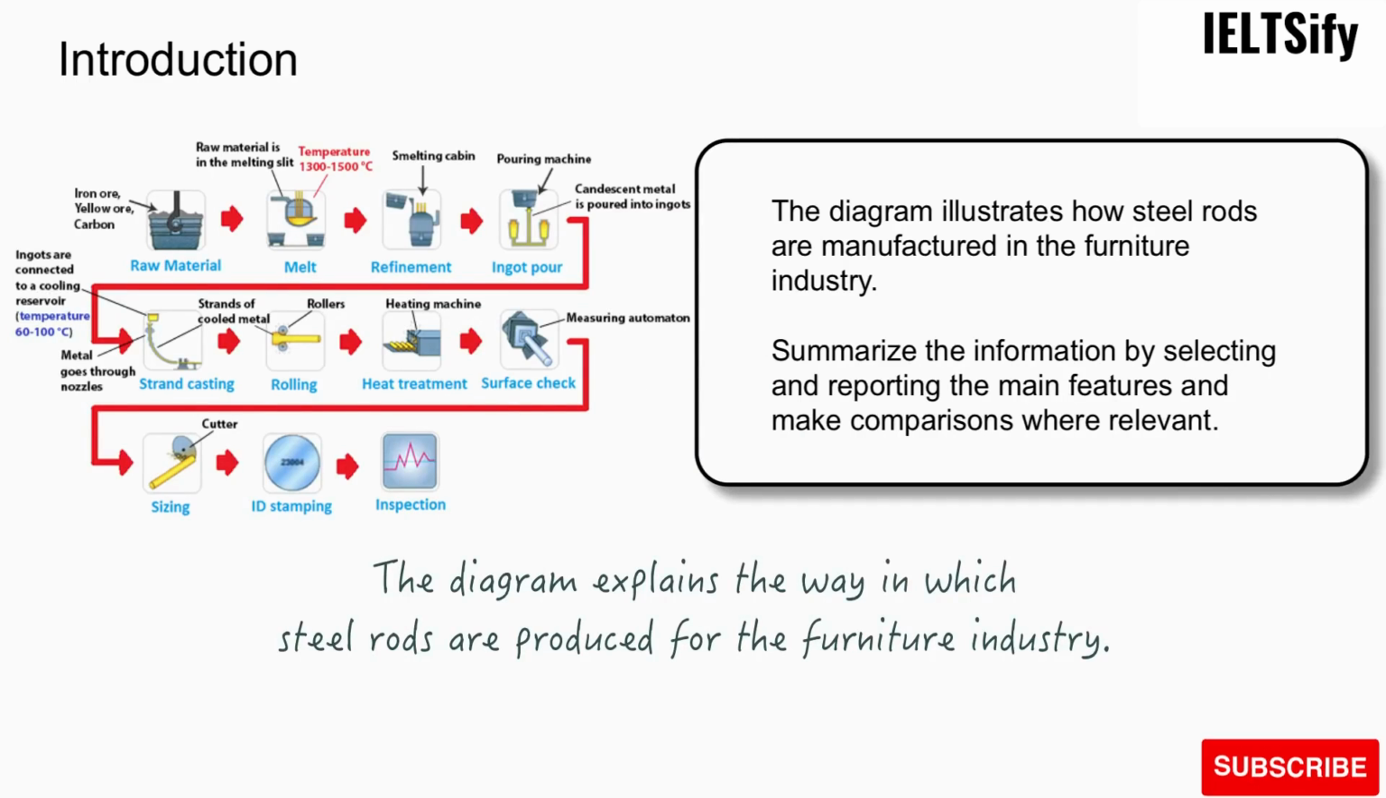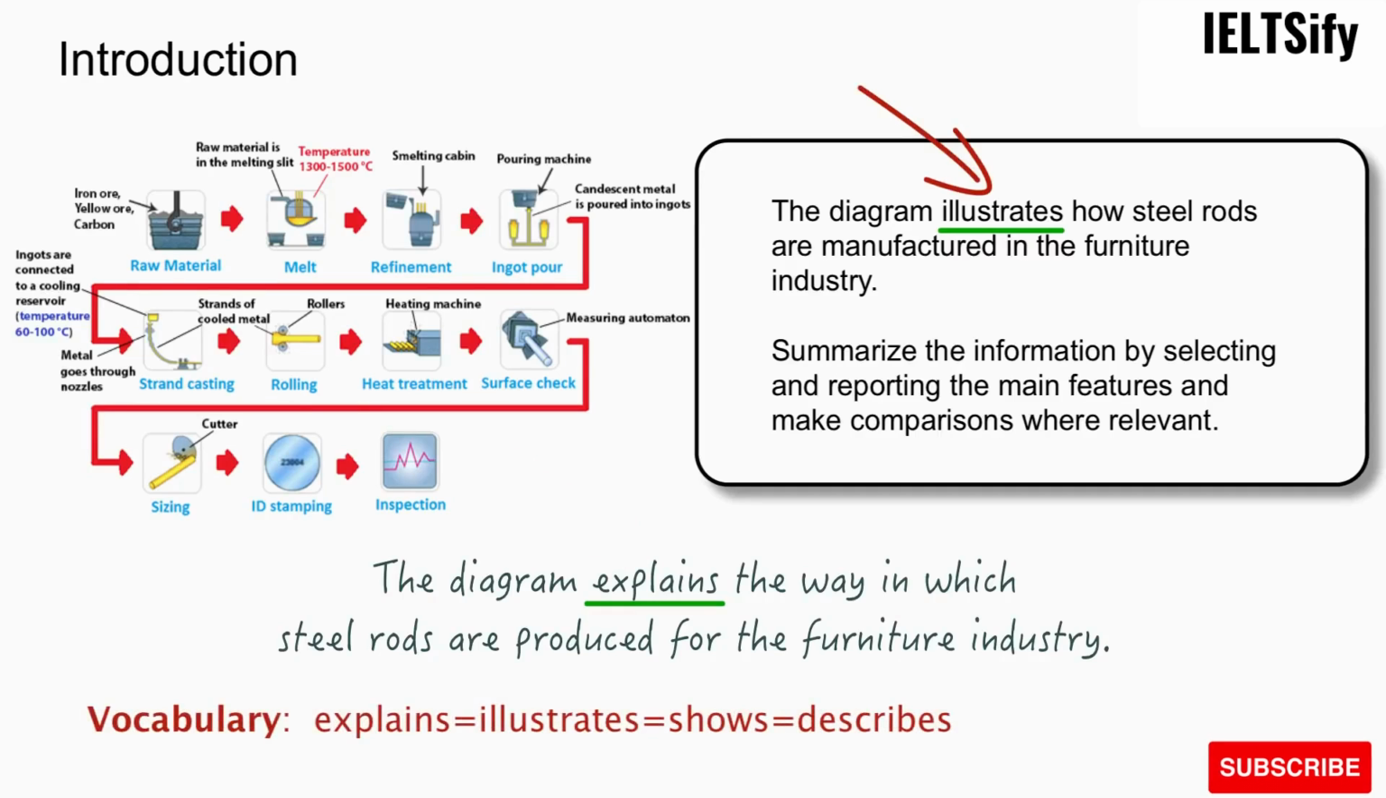As you see, I did not change the word diagram, because diagram is a diagram. It's not a line graph, it's not a bar chart, it's not a table. So there is no sense in paraphrasing the word diagram. After that comes the verb, and it can always be paraphrased. So it's a very, very good technique to paraphrase the verb. I used explains instead of illustrates. You could also write shows or describes. These verbs are very good for describing a diagram.